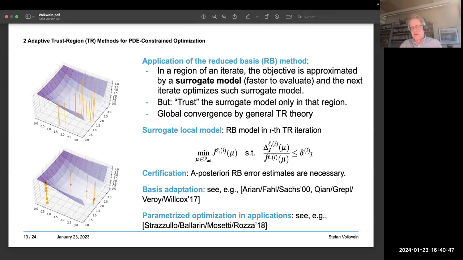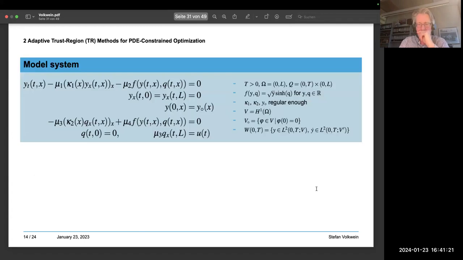So when we go back in the literature, then you see the first work in this direction is for POD, for this trust region POD, not with this error estimation, in the work of Arian, Fahl, and Sachs. But there's also this work, this is a new work, and this was also the starting point for our works, the work of Qian, Grepl, Veroy, and Willcox, who did this with BFGS updates, and this was also a good starting point. So if you want to read more on this, please have also a look at this paper from 2017.